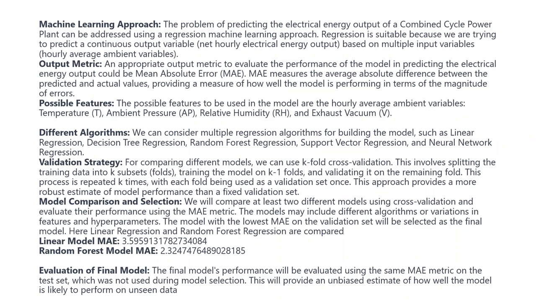Model comparison and selection. We will compare at least two different models using cross-validation and evaluate their performance using the MAE metric. The models may include different algorithms or variations in features and hyperparameters. The model with the lowest MAE on the validation set will be selected as the final model. Here linear regression and random forest regression are compared. The value for the linear model MAE is 3.59, whereas the value for the random forest model MAE is 2.32.